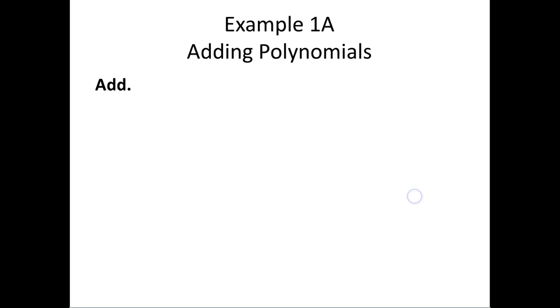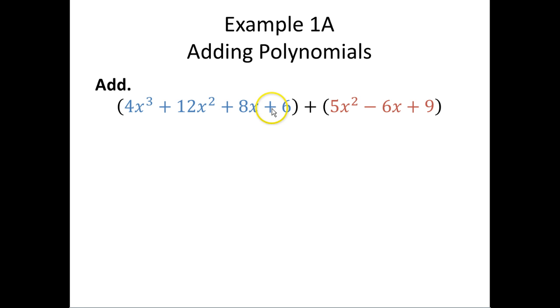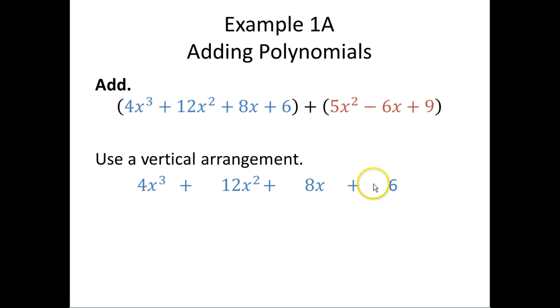Okay, so let's say I wanted to add this polynomial here to this polynomial. I'm going to do so using a vertical arrangement. The first thing I want to do is put my polynomial into standard form. Remember, standard form is arranging the terms so that I have descending degrees of my terms in my polynomial. So I have x to the power 3 here, x to the power 2, x to the power 1, and x to the power 0 here written implicitly.